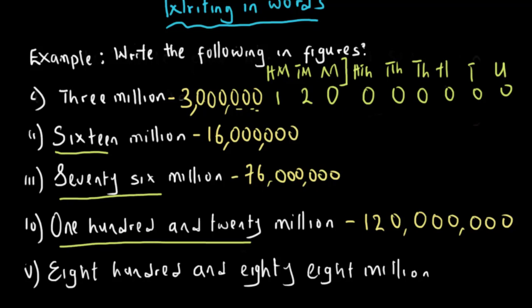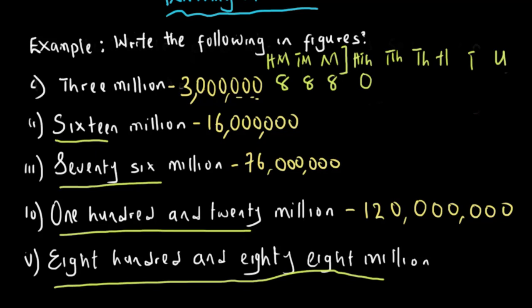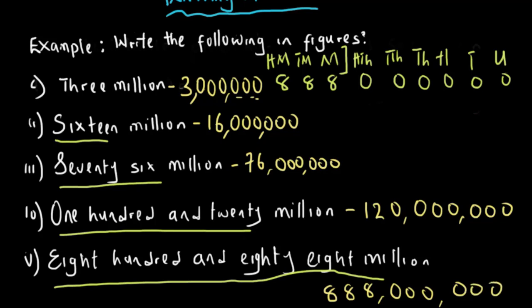Let's take the last question. So for the last question, we have 888 million. Don't forget, write the million part first: 888. Does that make sense? Then for the remaining we put zeros. So 888 million will give us 888,000,000. I hope you understand.